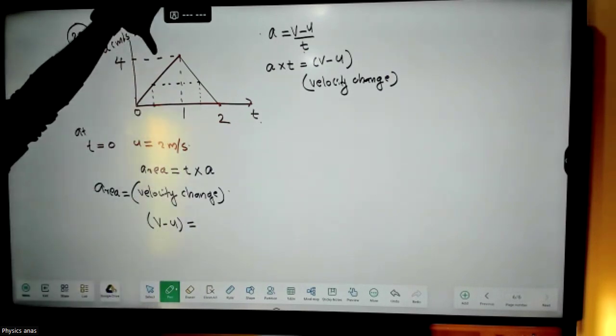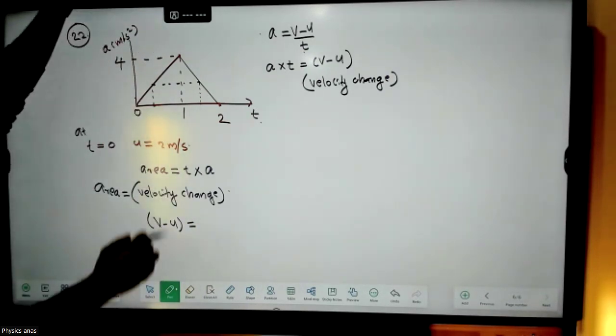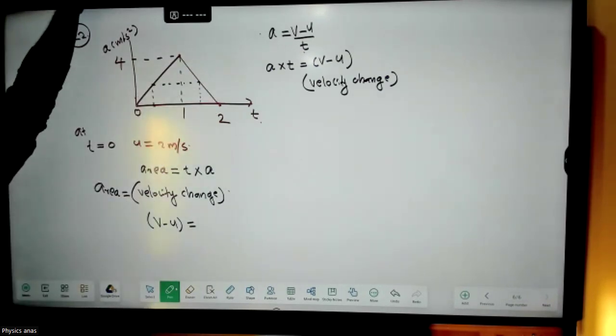What is velocity change? Just find the area. What is the area? This is a triangle. So what is the area? Yeah, area of triangle. What is that?